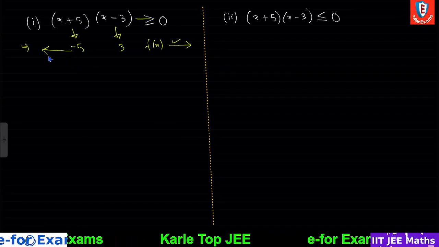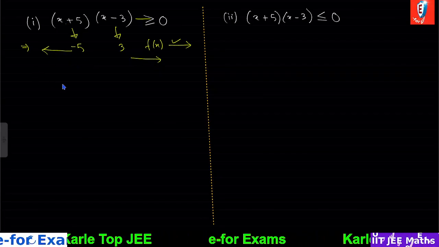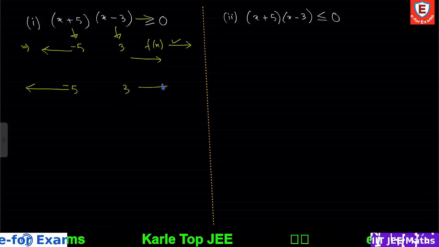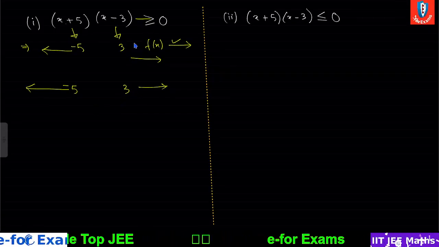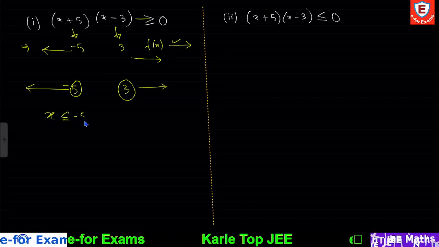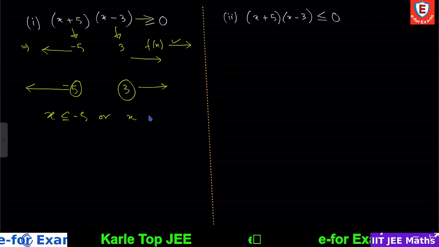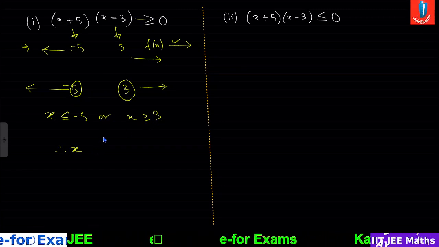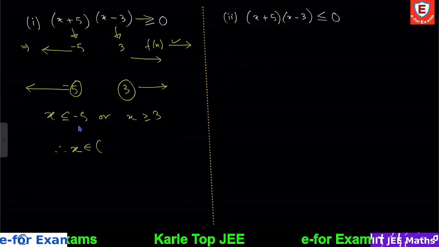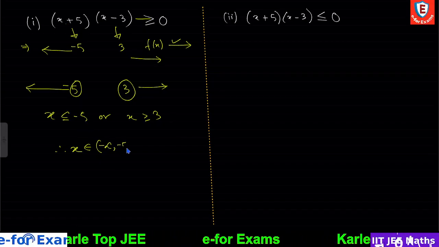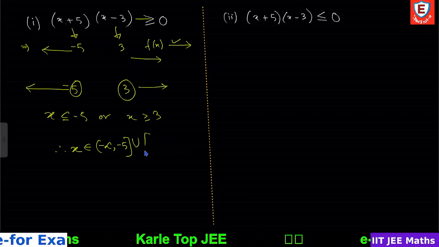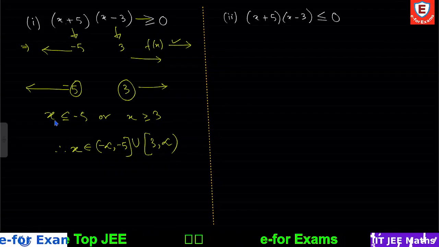Away means value will be away, right? Minus 5 is here, so it will be away towards the left, and 3 here, away from the 3. And equal to is there, so minus 5 will be included. And equal to is there, so 3 will be included. That means x is less than or equal to minus 5, or x is greater than or equal to 3. Therefore, x will be minus infinity to minus 5, included because equal to is there, union 3 to infinity. Got it? This is the solution.